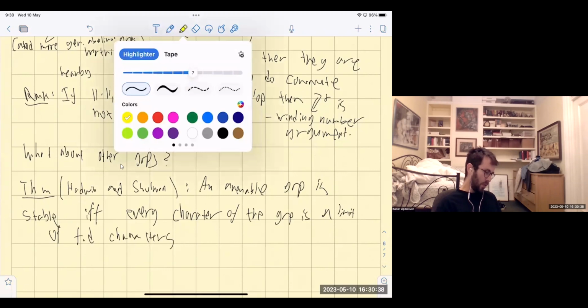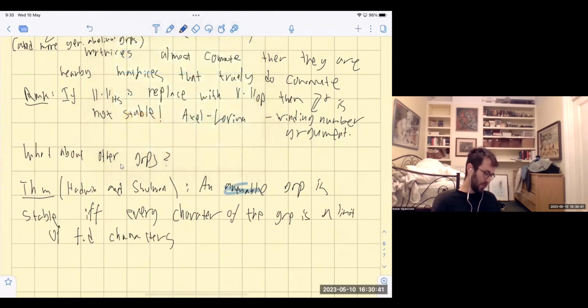Now let me mark all the words that I'm not going to define. I'm not going to define what amenable is, but it's a nice class of groups. It includes abelian groups. It includes all solvable groups, for example. But it does not include the free group. And I'm also not going to define character here.